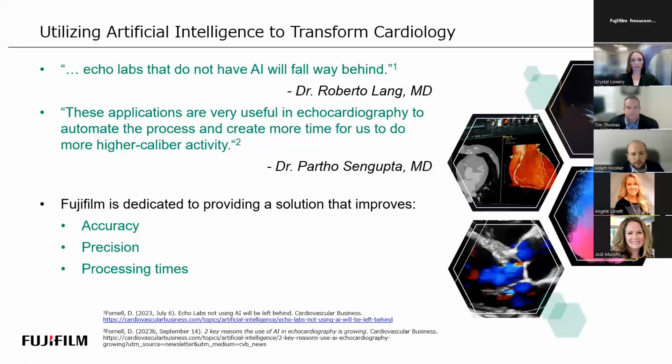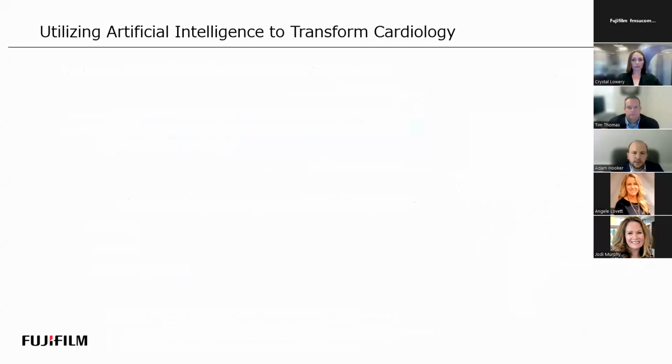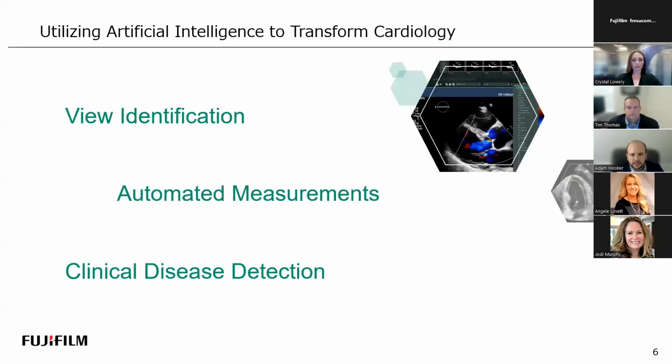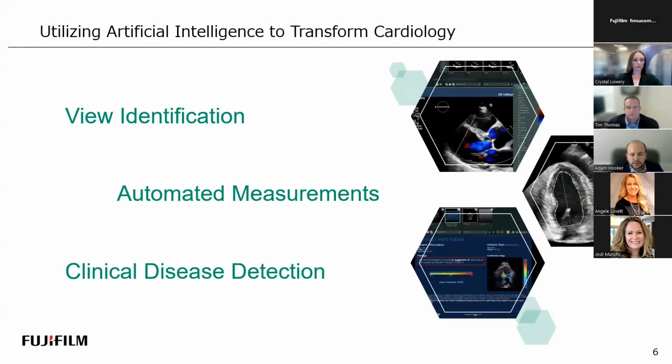With FUJIFILM and our goal of providing these AI algorithms to our cardiology customers, we really want to make sure that we are providing you a solution that improves your accuracy, your precision, as well as your processing times. Today, we want to highlight 3 different areas that we're focusing on with cardiology, with our partners such as Ultromics, and how we're bringing those to our product line.